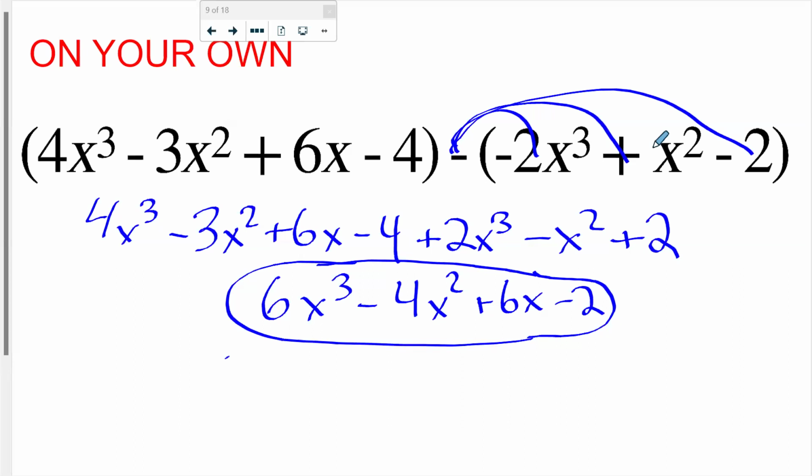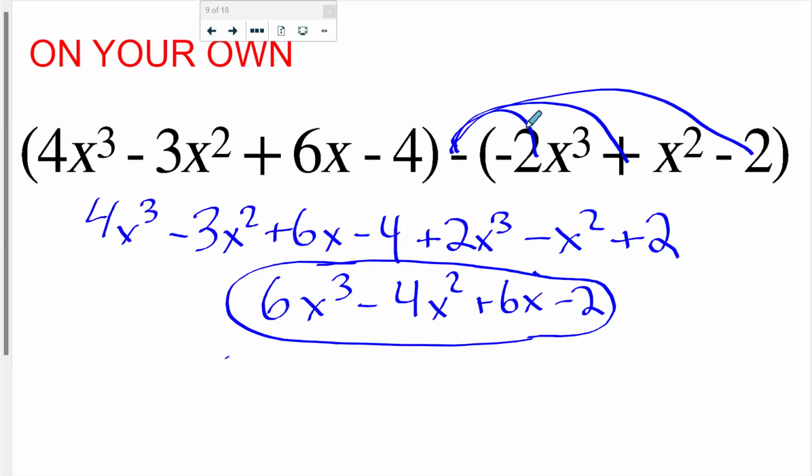All right, so you should have gotten the answer 6x cubed minus 4x squared plus 6x minus 2. Now, the 6x had nothing to join with, so that's why it stays as the 6x. And when you distribute that negative sign, you should have gotten those. So this is the answer you should have received. So this is adding and subtracting polynomials.